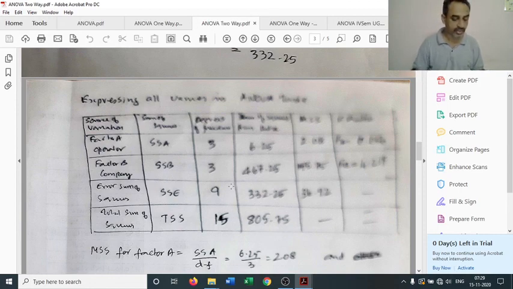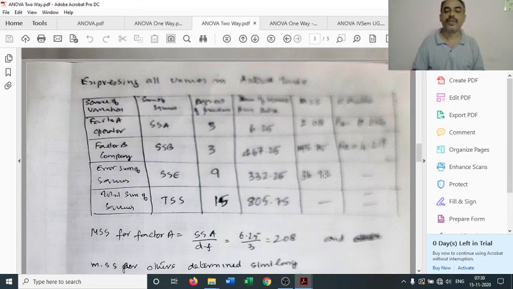So mean sum of squares are obtained by dividing the sum of squares with their respective degrees of freedom. So VA is obtained as 2.08, VB is obtained as 155.75, and VE is 36.92. Now FA and FB are obtained by the ratio of these mean sums of squares. FA is VA by VE, and FB is VB by VE.